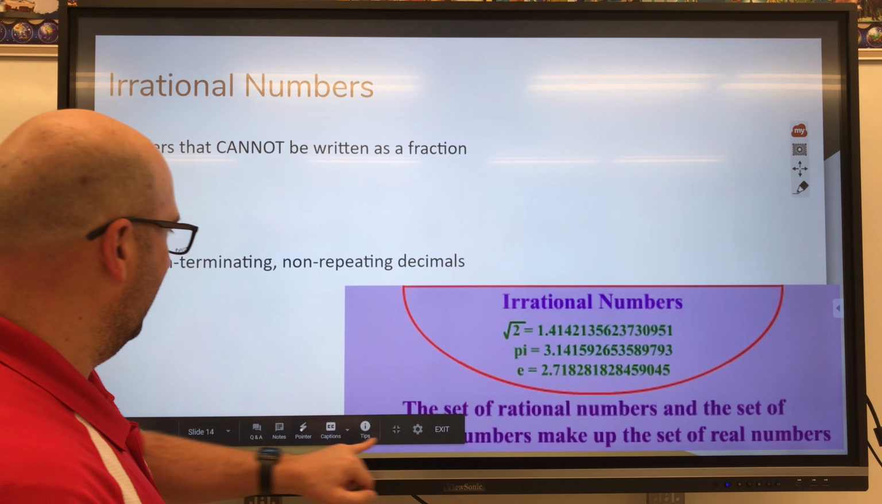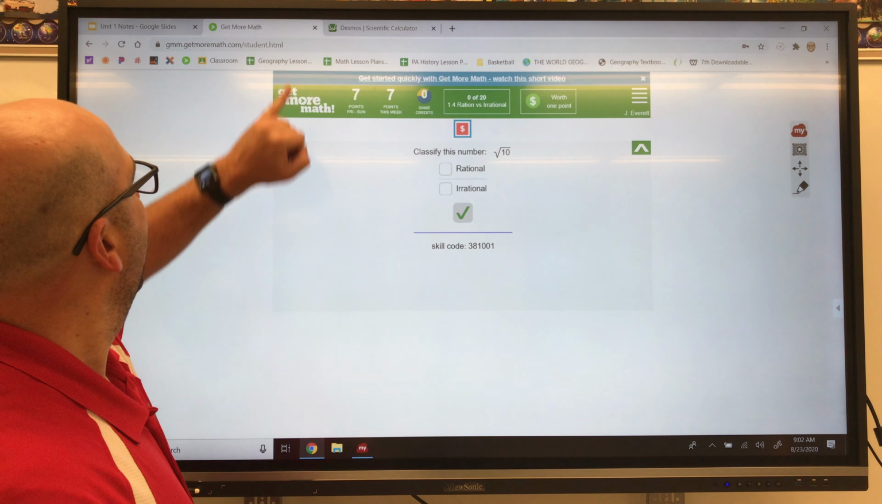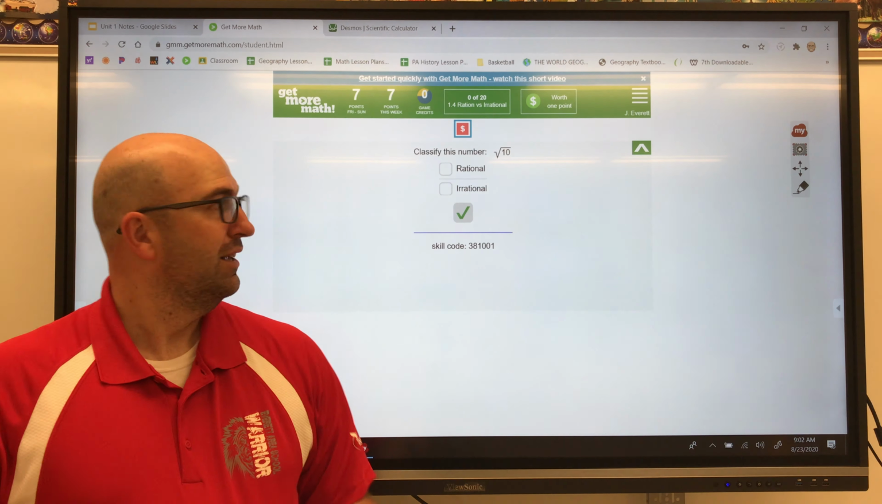Let's take a look now at our Get More Math assignment. It says, classify this number. Is it rational versus irrational? Well, it has that square root sign, but that doesn't always mean that it's going to be irrational. So if I had the square root of 25, I know that that's 5, and 5 is a rational number. So the easiest way is to check.